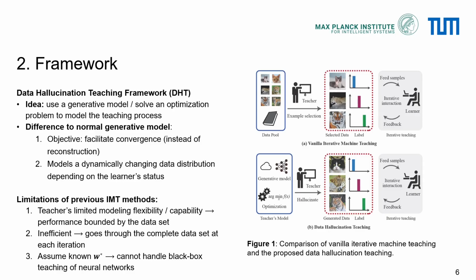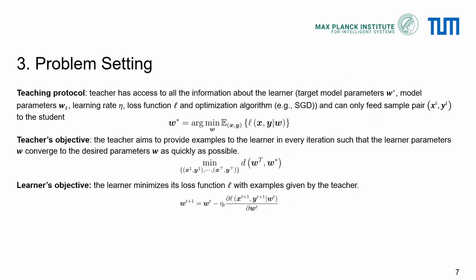We have identified some limitations of previous IMT-based methods. First of all, the teacher has very limited modeling flexibility. The performance is bounded by the dataset. Also, it's very inefficient. It has to go through the complete dataset at each iteration, making it very difficult to scale to very large datasets. Also, it assumes to know W star and cannot handle black box teaching of neural learners.